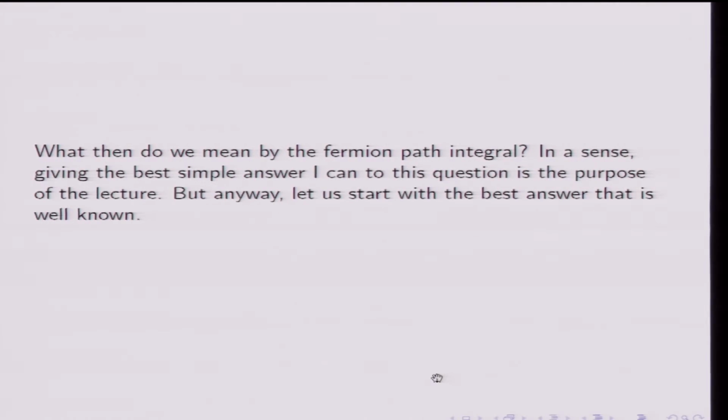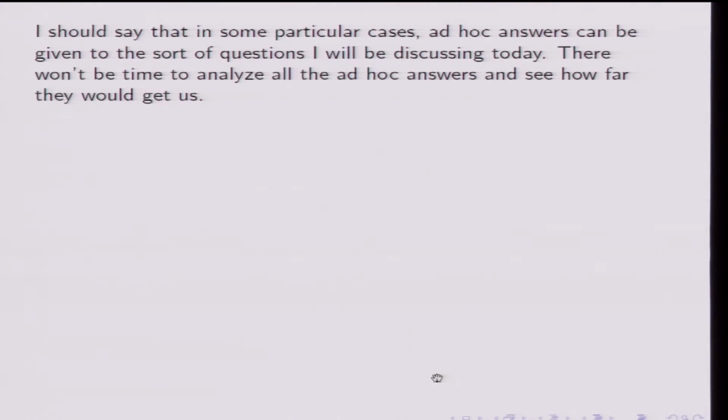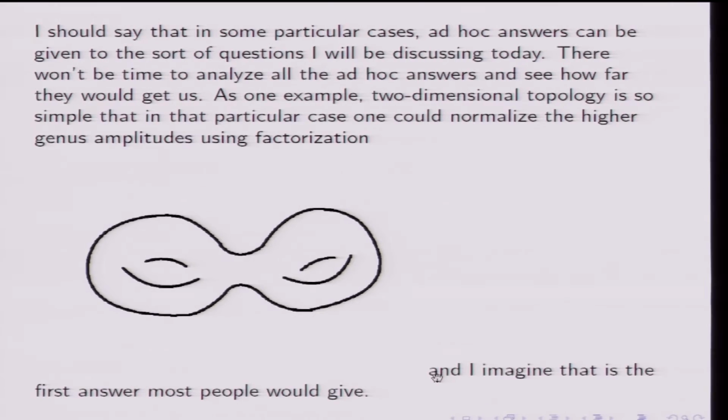But anyway, let's start with the best answer that's well known, and then we'll give the best answer we can. Before I do that, though, I want to say the following. In some particular cases, there are ad hoc answers to the sort of questions I'll be discussing. There won't be time to analyze all the ad hoc answers and see how far we would get with them. I will explain a general answer. But I'll just, as one example, say that in 2 dimensions, topology is so simple that one could normalize the higher genus amplitude using factorization, and that's the answer most people would give, I think, if asked: what is the meaning of the fermion worldsheet path integral in higher genus?